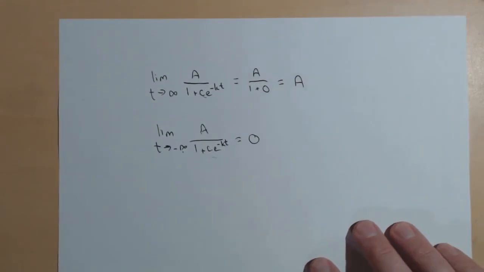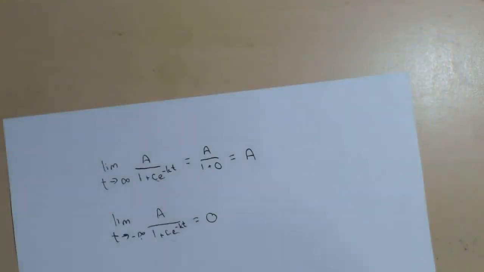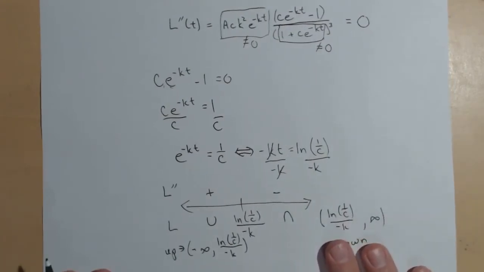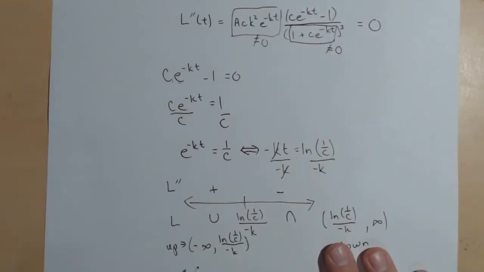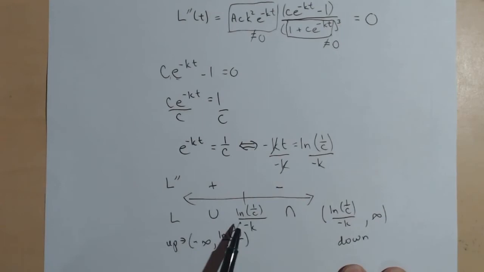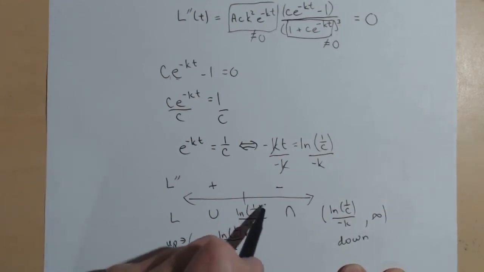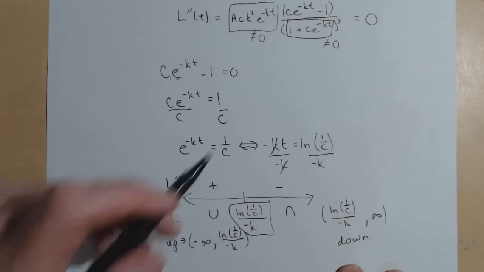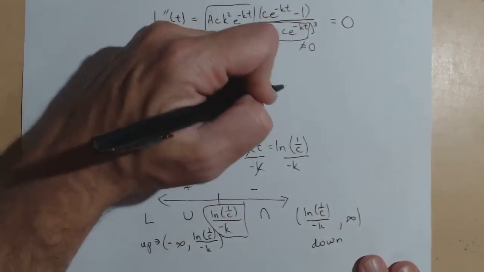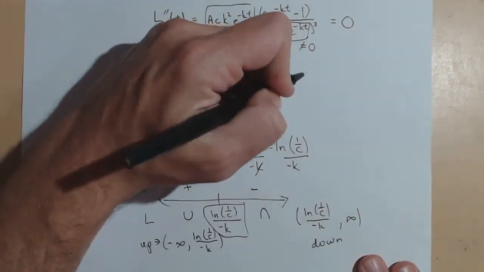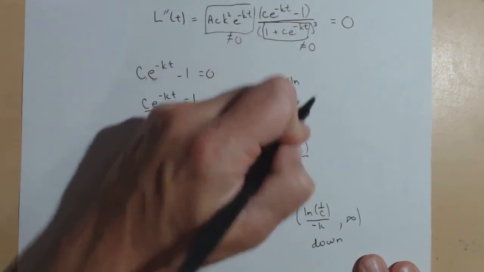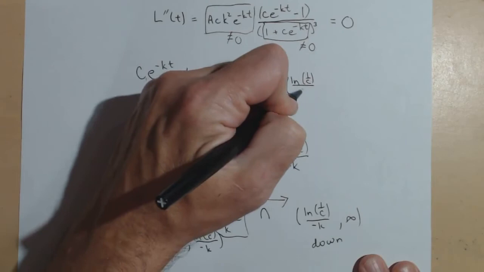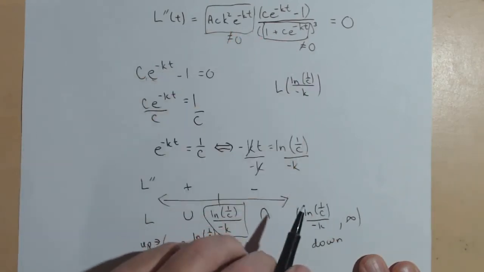For part D, we're actually going to go back to the sheet we were just on, as it asks us to find the critical point. Well, we know the inflection point occurs at this value. So let's see what happens when we stick that into the original function. So we're going to calculate L of the natural log of 1 over c over negative k. Now that's going into the original function.